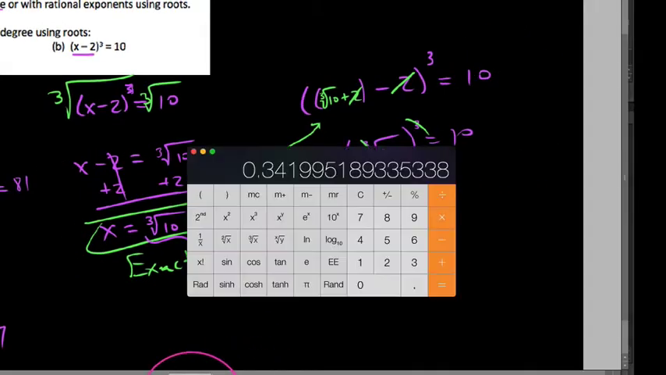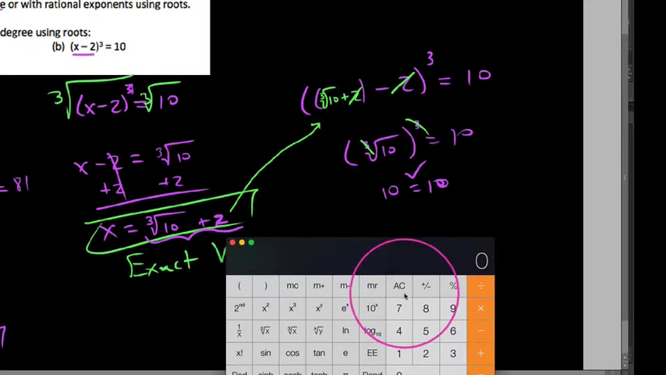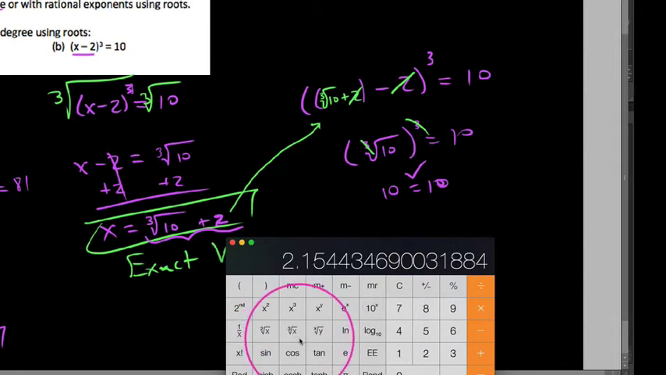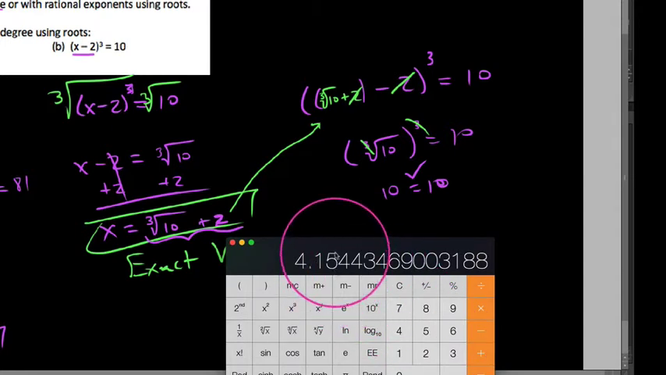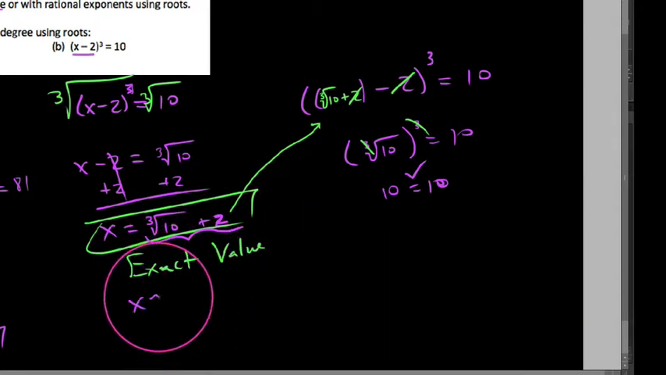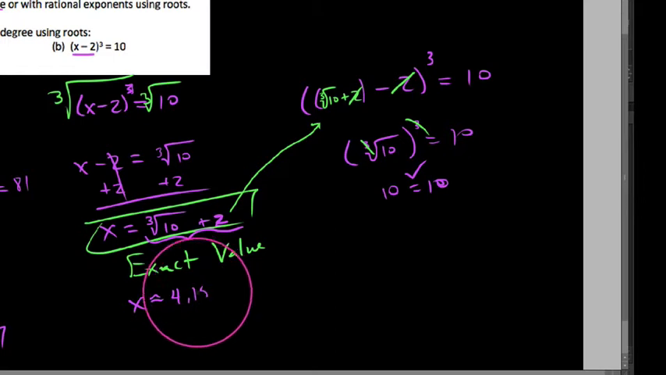Now, what we also want to get is an approximation, or at least a decimal approximation. The way we're going to do this is we're going to get our calculators out. We could write this as 10 to the 1/3 power plus 2, or sometimes your calculator gives you a cube root button. So we say the cube root of 10 plus 2. We get 4.154. So x now is approximately 4.154.